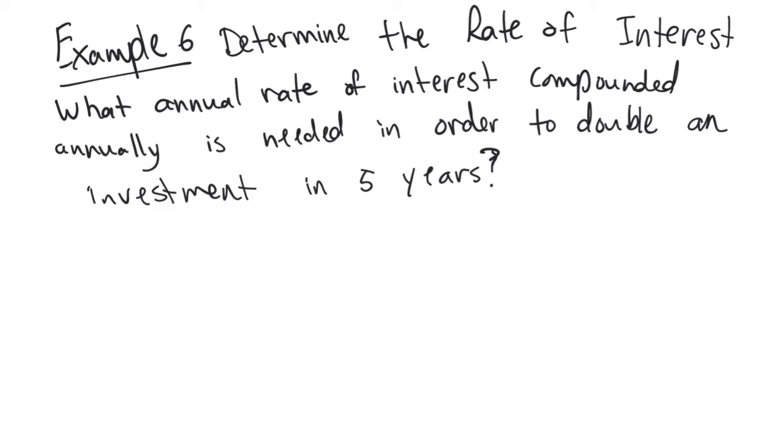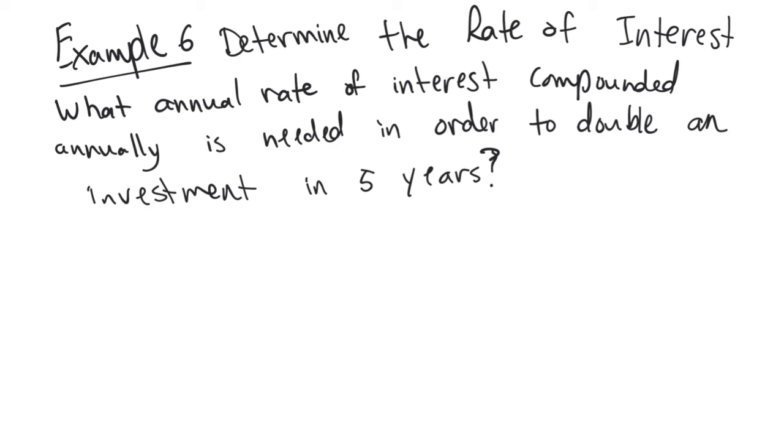Okay, sometimes you're going to figure out an interest rate. So for instance, in this example, we're going to try to find what annual rate of interest compounded annually is needed in order to double an investment in 5 years. So let's say you had $500, you want to double that in 5 years. You will be looking at what is the best interest rate for you.